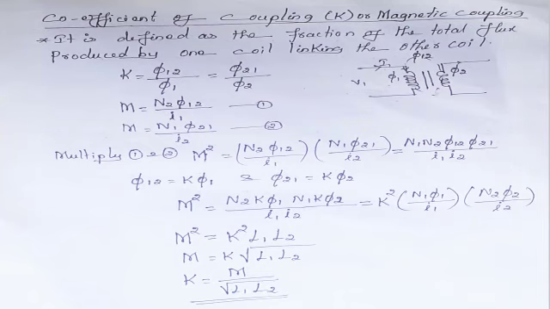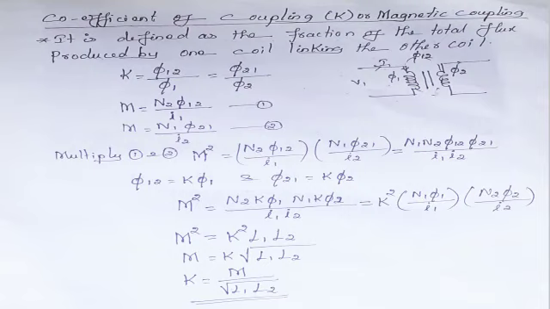So next topic is coefficient of coupling, K, or magnetic coupling. It is defined as the fraction of total flux produced by one coil linking with the other coil. So K is equal to phi 12 by phi 1 equal to phi 21 by phi 2. So M equal to N2 phi 12 by I1. Another one, M equal to N1 phi 21 by I2.